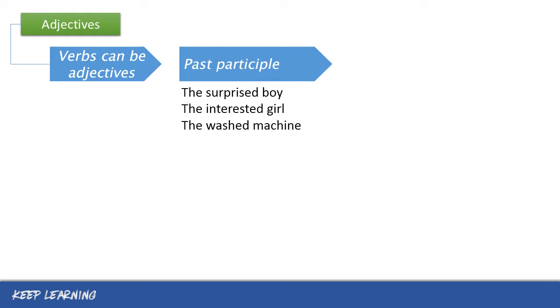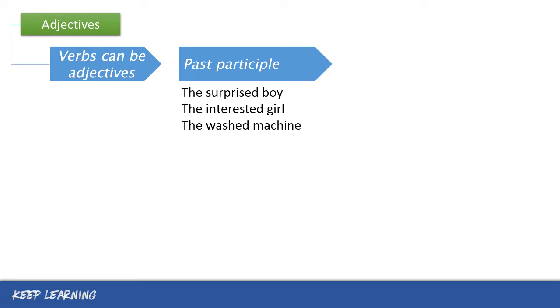Alright, here we have three examples. The surprised boy, el niño sorprendido. The interested girl, la niña interesada. The washed machine, la máquina lavada. Right? Ado, ido. That's what you got there. And when you're talking about the surprised boy, you mean that the boy received a surprise. He was affected by the surprise.